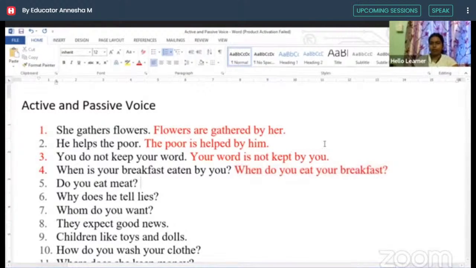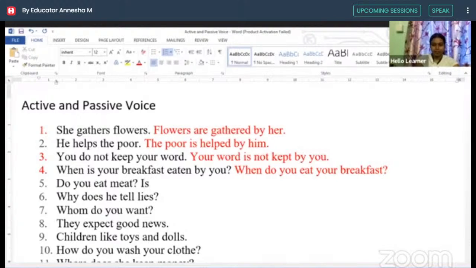Yes, Krishna Reddy, would you like to try? Do you eat meat? Meat eaten. Did you eaten by you? No, Krishna Reddy, remember when we are making questions, we are starting with an auxiliary. Yes or no questions, we start with an auxiliary. Did meat? Not did.